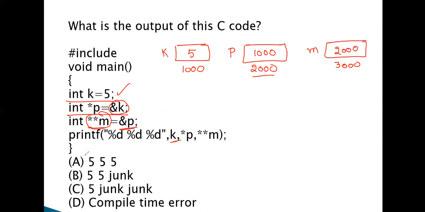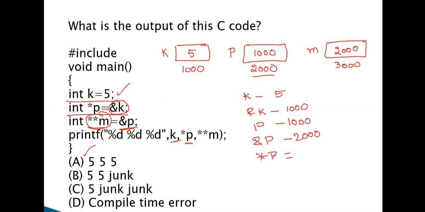k means simply value 5 is printed. *p means the value. For example, I will write down k. What is the answer? 5. &k. What is the output? 1000. p. What is p? 1000. What is &p? Address of p means 2000. What is *p? The value. This is the required thing. *p means the value present at 1000. 5 is present. So *p is equal to 5.